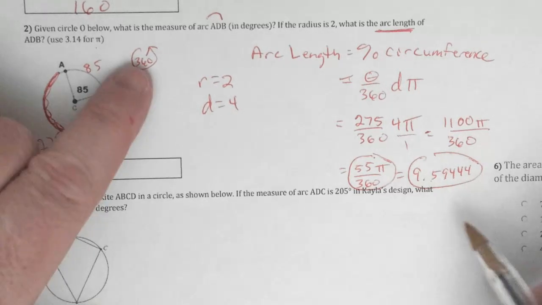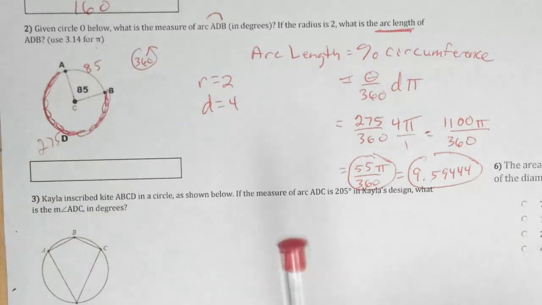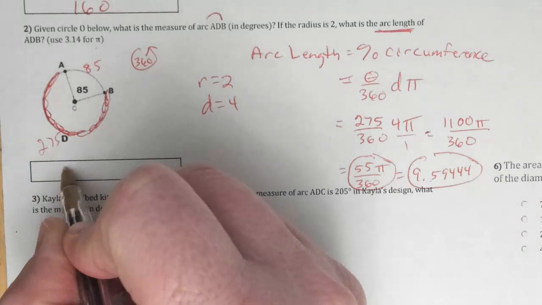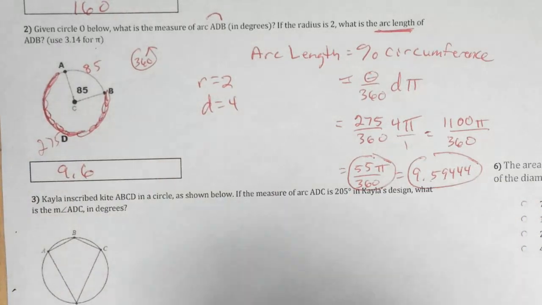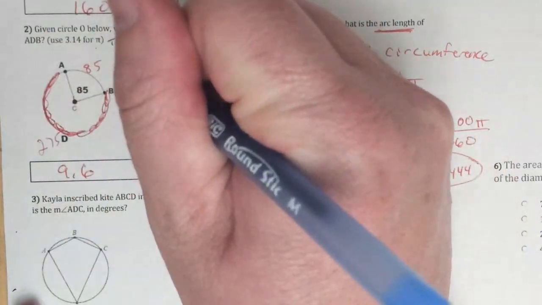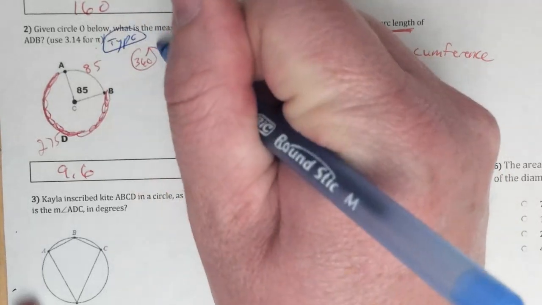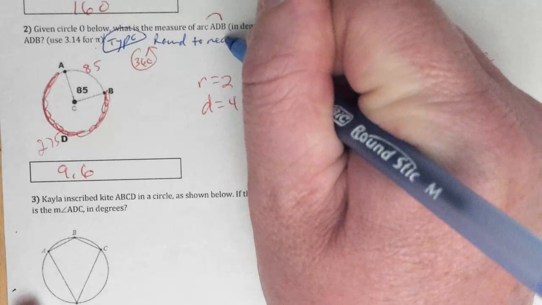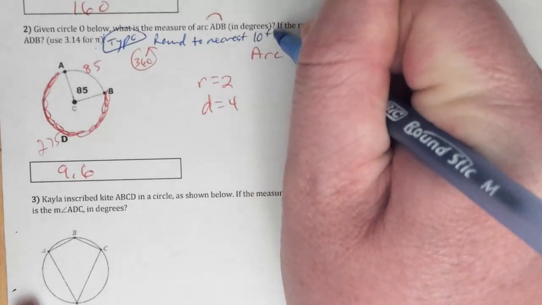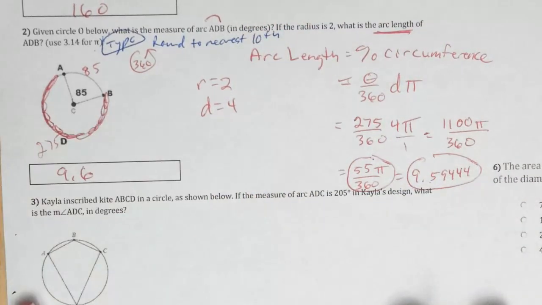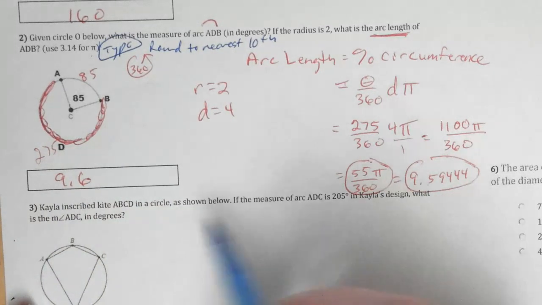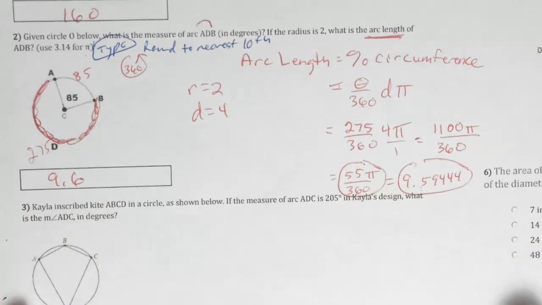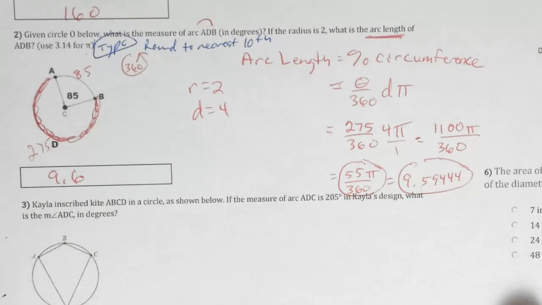But let's just say that I just made a typo, and let's just go 9.6, just for the heck of it. So this was a typo. Round to the nearest tenth. Okay, so there was a typo on that one, round to nearest tenth, and that would be 9.6. And that's the answer, number 2. All right, number 3.